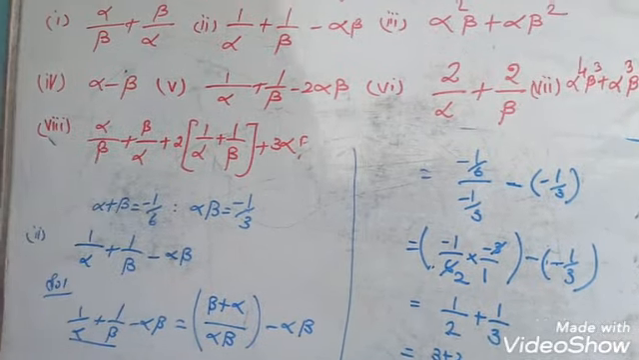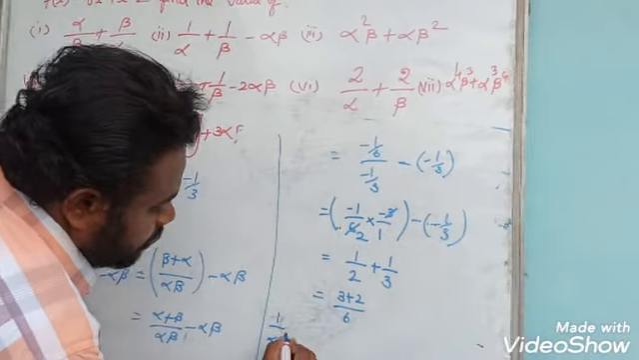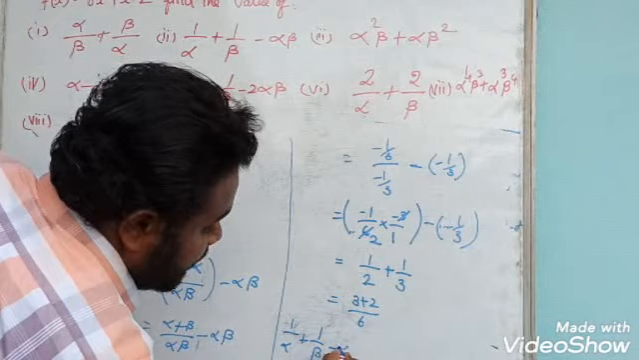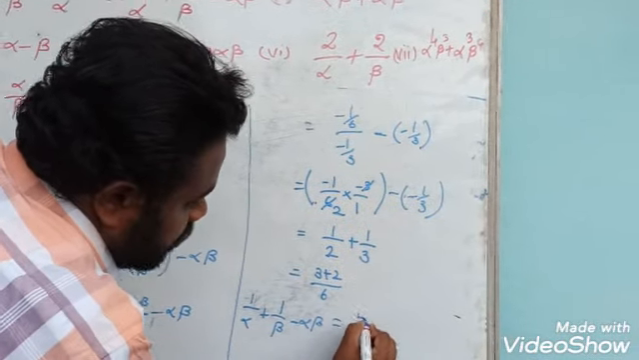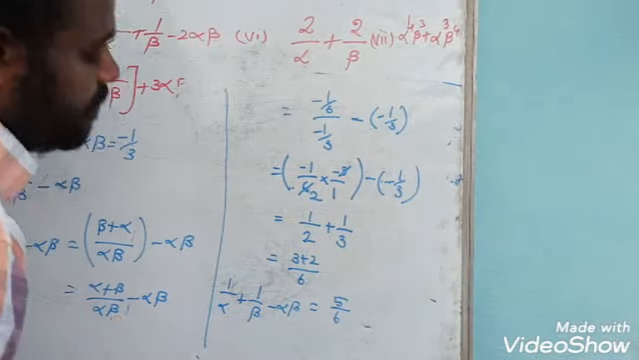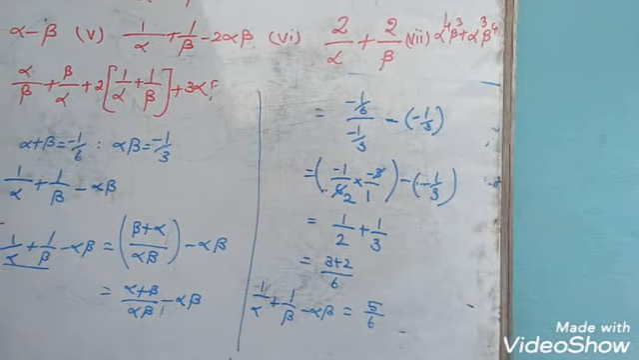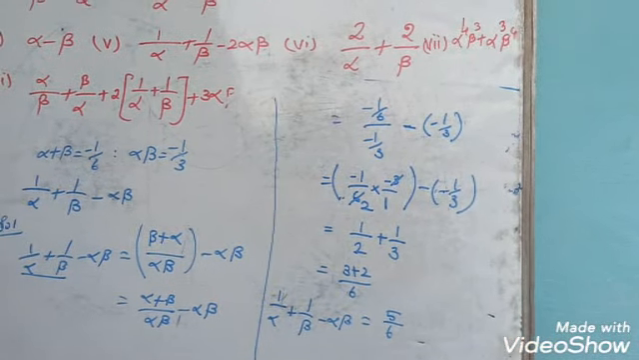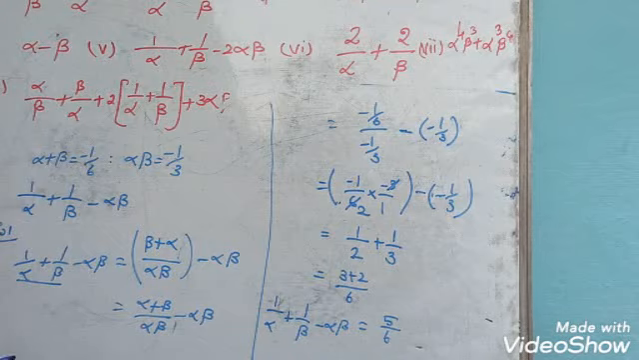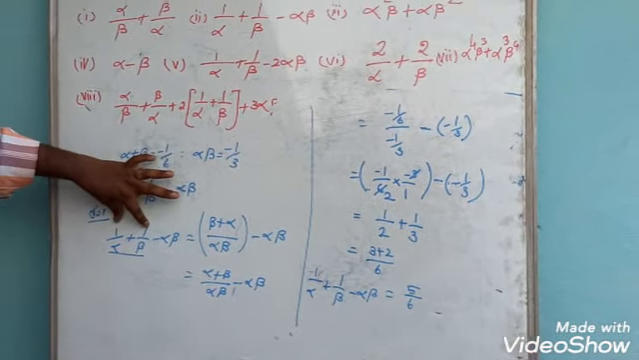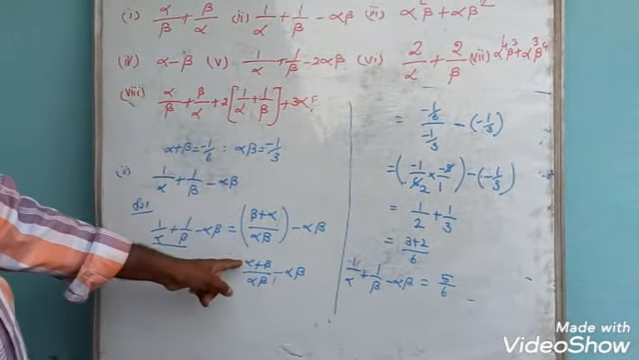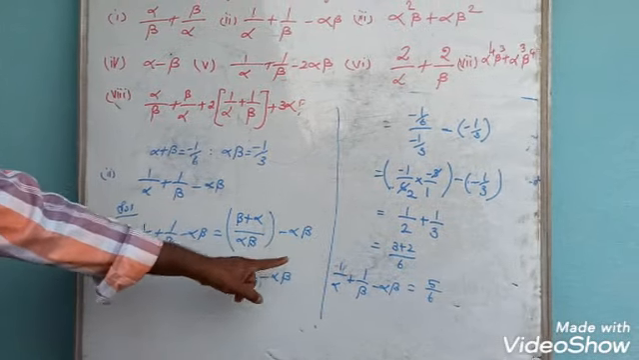So now we get the value of 1 by alpha plus 1 by beta minus alpha beta equal to 5 by 6. 5 is a prime number, we can't simplify it anymore. So the value of 1 by alpha plus 1 by beta minus alpha beta is 5 by 6. Just think: I take the first two and make a cross multiplication. We get alpha plus beta over alpha beta.